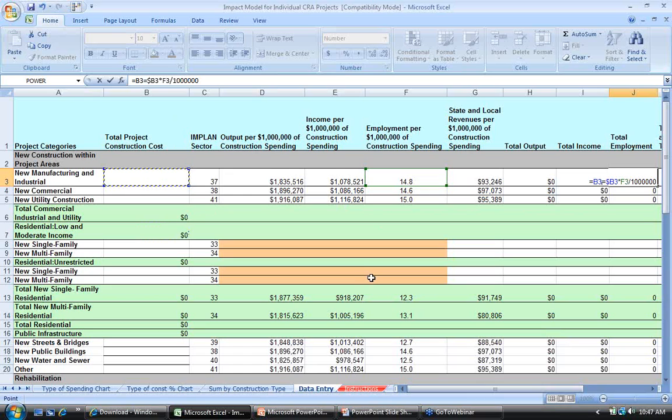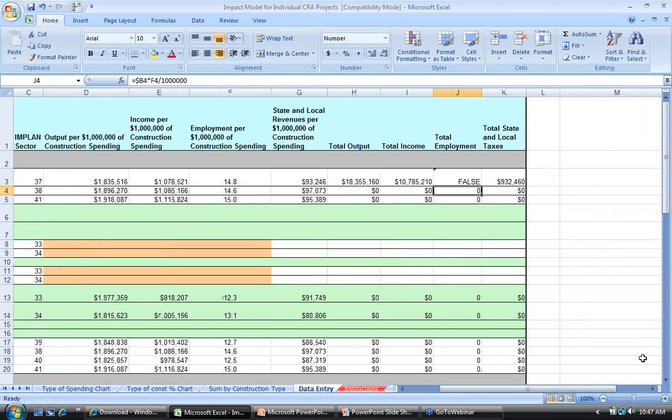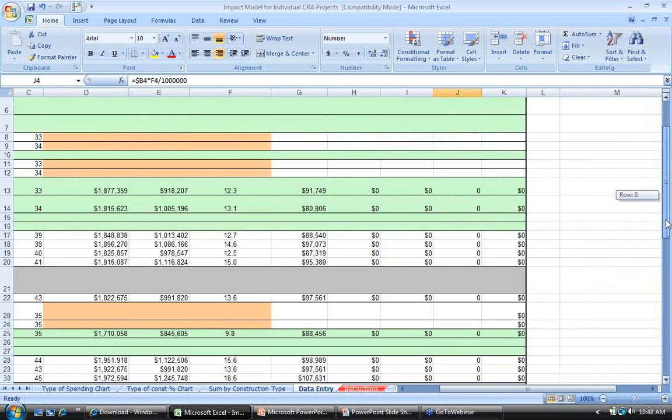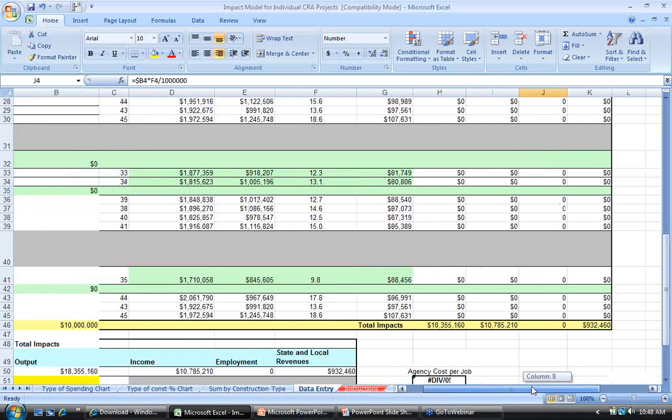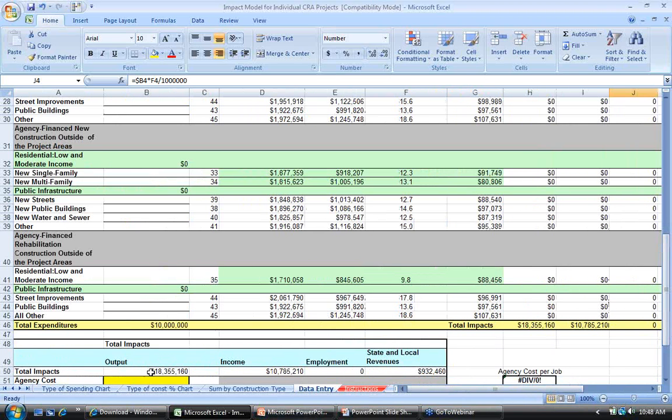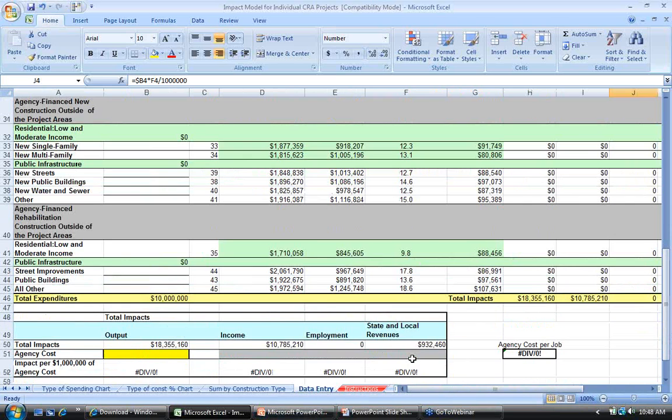So for instance, if we put in, let's say, 10 million here, you'll notice that it calculates total output, total income. For some reason, it didn't calculate total employment. I don't know what I did there. And then it sums it up down here at the bottom, and also puts the total impacts over in this summary table down here.